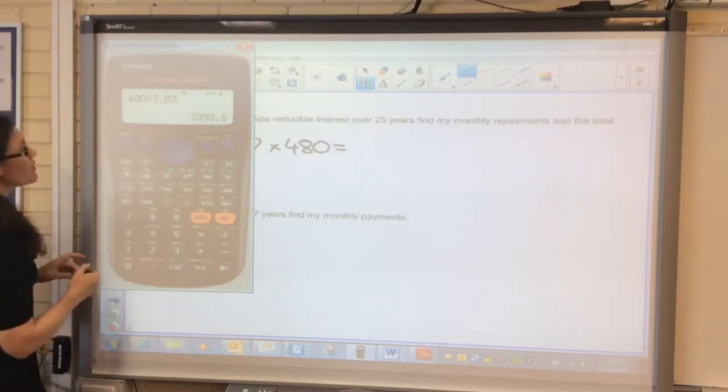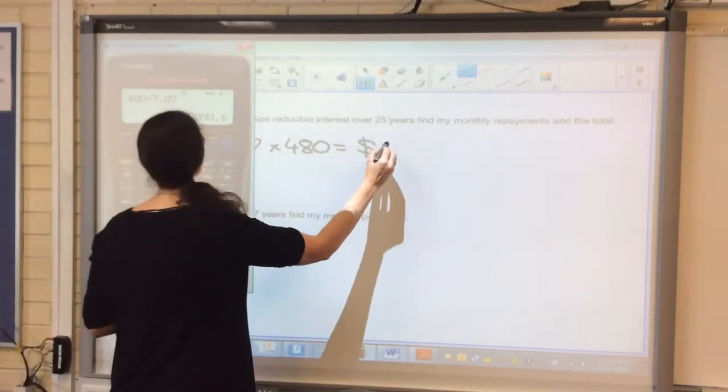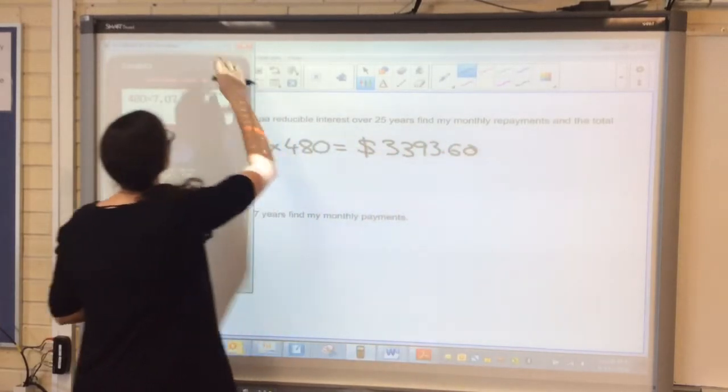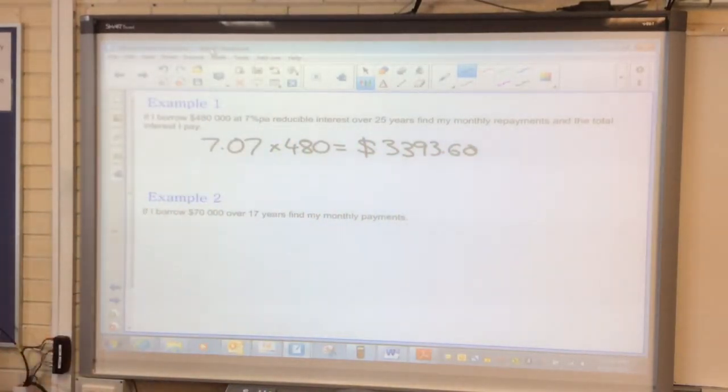7.07, which gives me a fair bit of money. Okay, so I have to come up with $3,393.60 every month to pay back this loan. Then it says, find the total interest I pay.